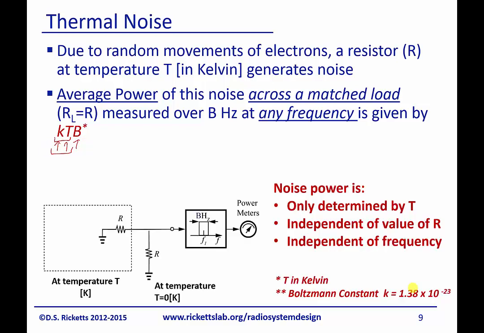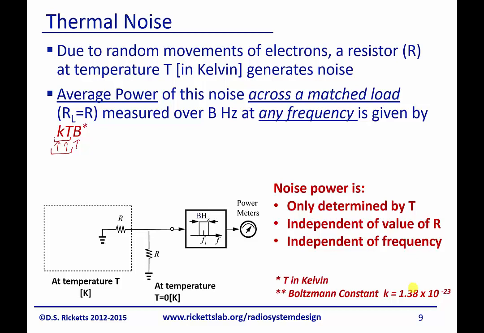So noise power is determined only by T. And if we have a resistor that's generating noise, and if you're wondering how does a resistor generate noise, it's actually all the random collisions of the electrons as they pass through the resistor. And the resistor itself is actually vibrating. The molecules themselves are vibrating. And all of this ends up giving you a random noise.